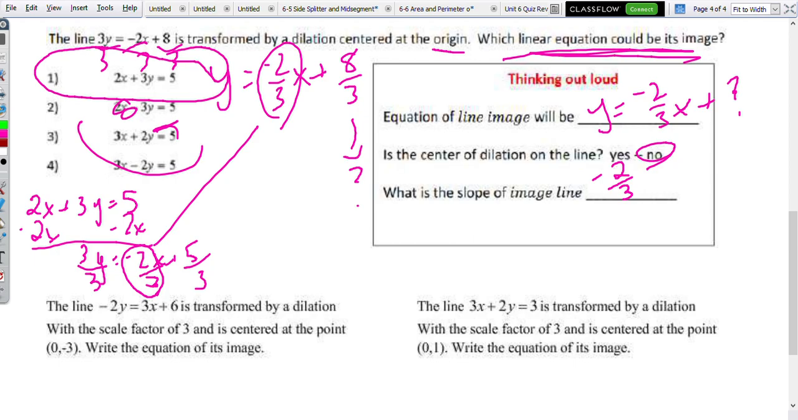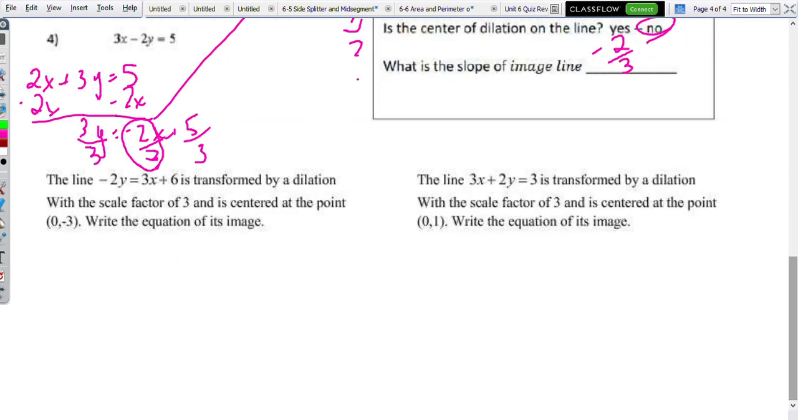So let's go down to the last two here. On the last two, the line negative 2y equals 3x plus 6 is transformed by dilation, scale factor of 3, centered at the point (0, negative 3). Write the equation of its image. So if we solve first, everything is divided by negative 2. We're going to get y equals negative 3 over 2 x, and then minus 3.